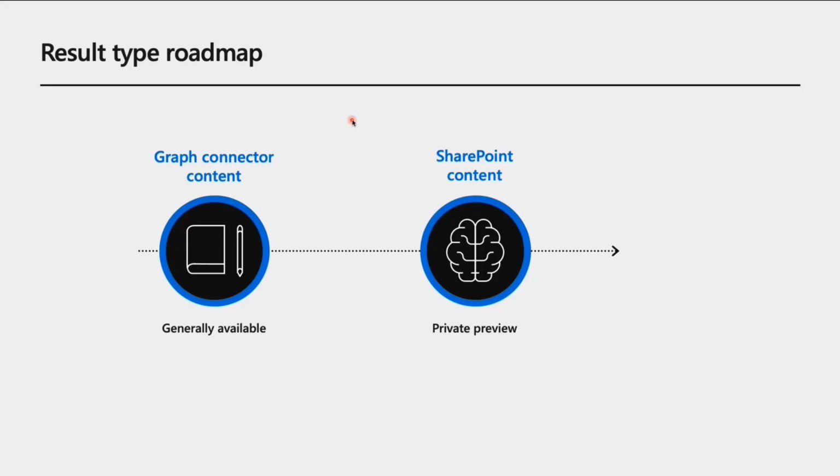So in brief, this is the result type roadmap today. The support for customizing graph connector content is already generally available, so you can go ahead and try it out even today. The support for the SharePoint content, which I was just showing, is something that we are launching in private preview now, which brings me to the call to action.